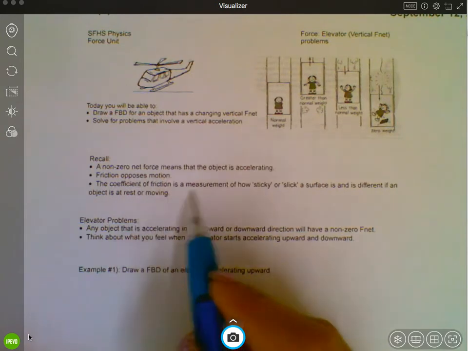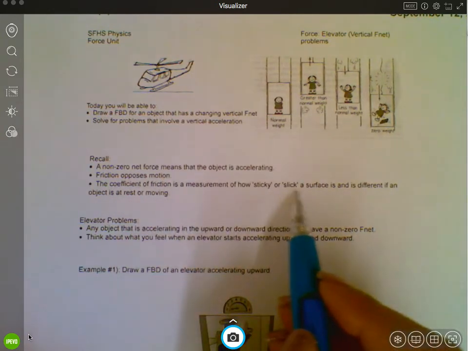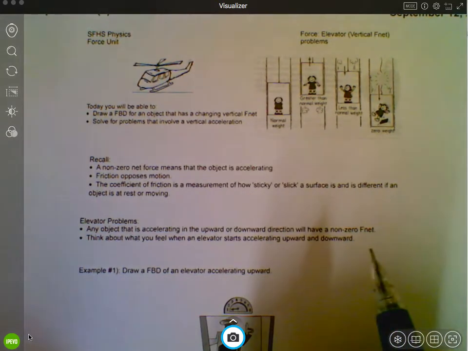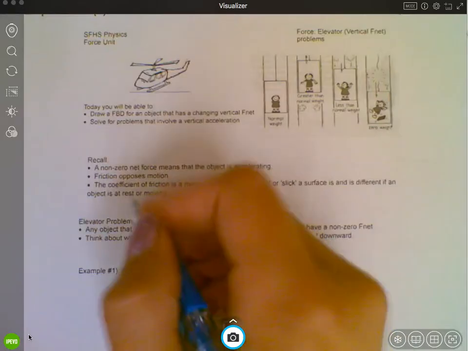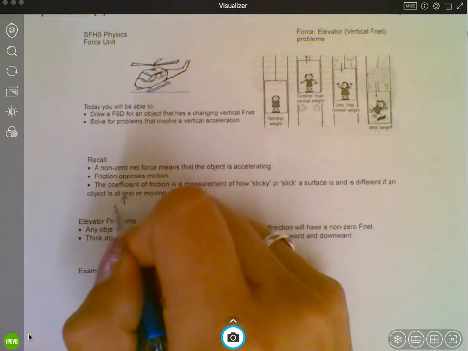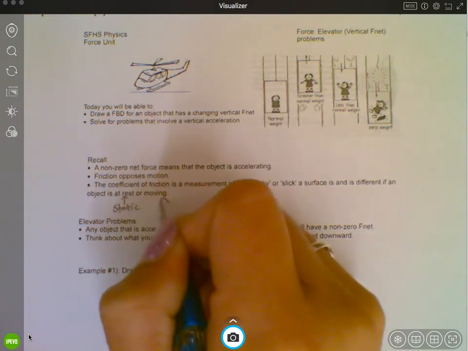Friction opposes motion, always, okay? And the coefficient of friction is a measurement of how sticky or smooth a surface is, and is different if an object is at rest or moving. Remember, kinetic and static. So at rest was static, moving was kinetic.